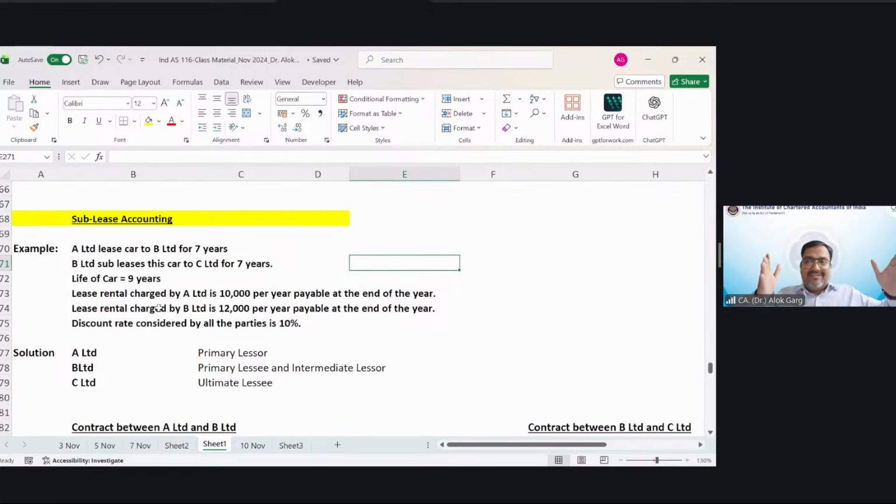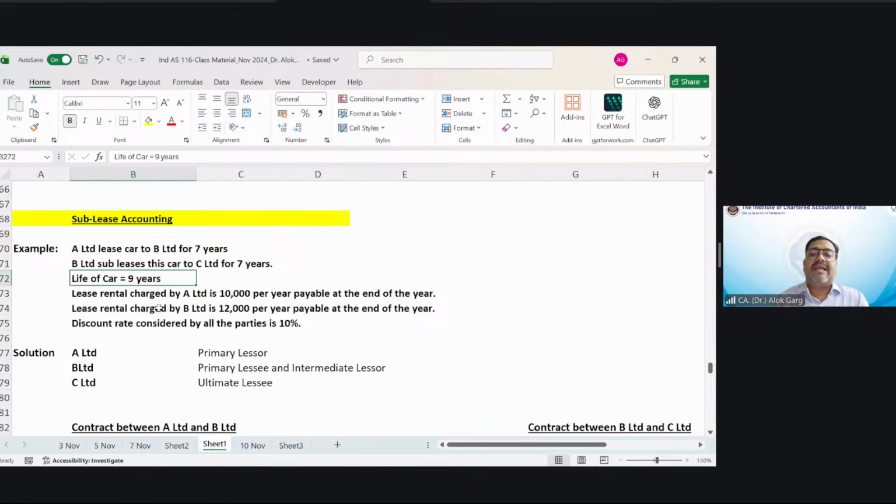There are two contracts. Between A and B, A is the head lessor, the main lessor, the primary lessor, and B is the head lessee, the primary lessee. But now B is entering into a contract with C. So B becomes the intermediate lessor in this case. While B is the primary lessee, B becomes the intermediate lessor in this case, right? And C becomes the ultimate lessee.